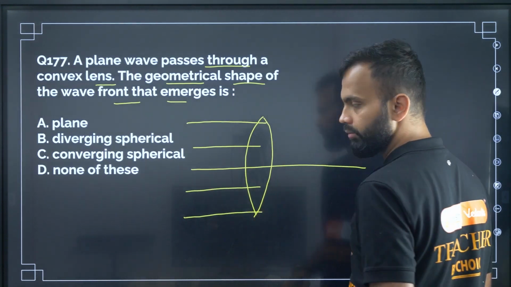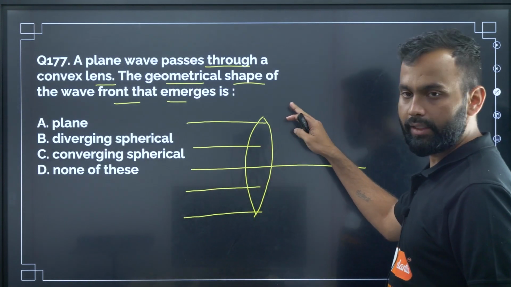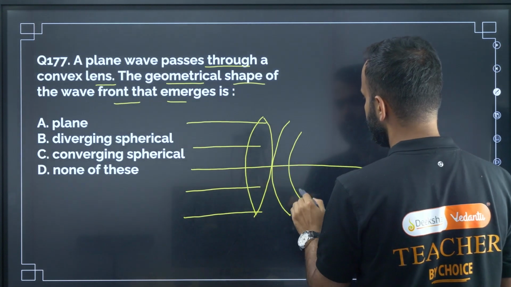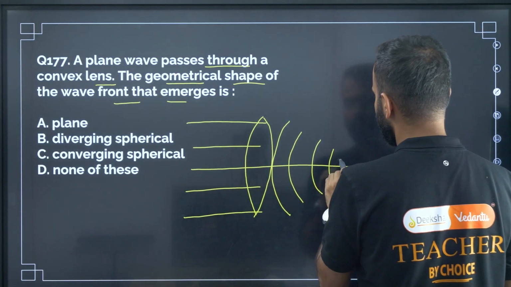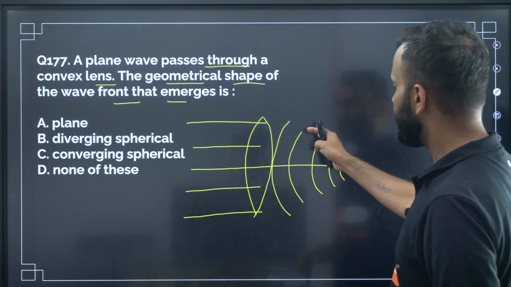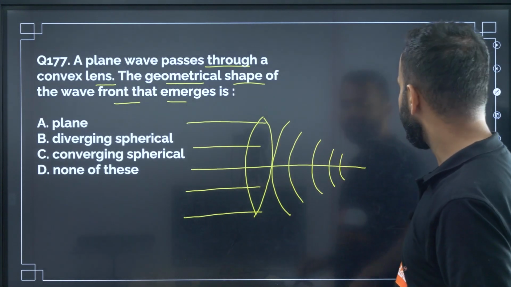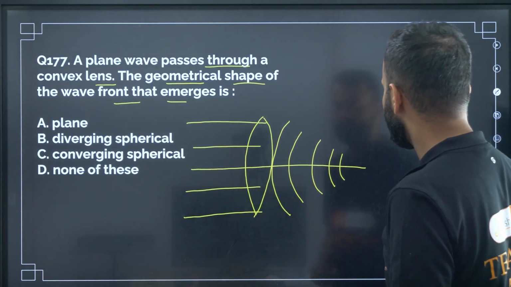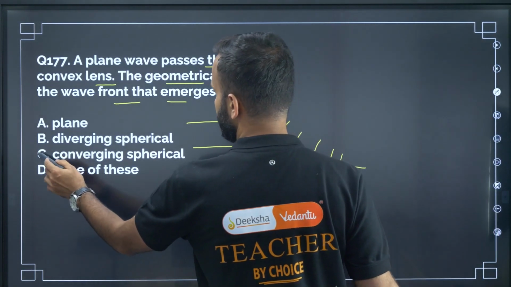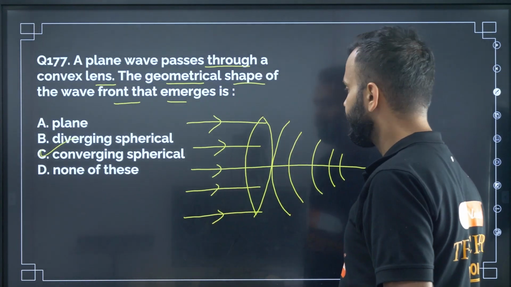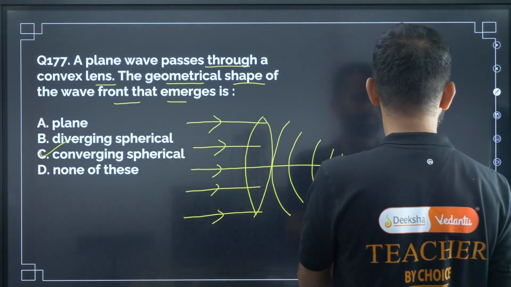We know that a convex lens is a converging lens. This is the wavefront, and this wavefront is a converging spherical wavefront. So the correct option is C. Next question.